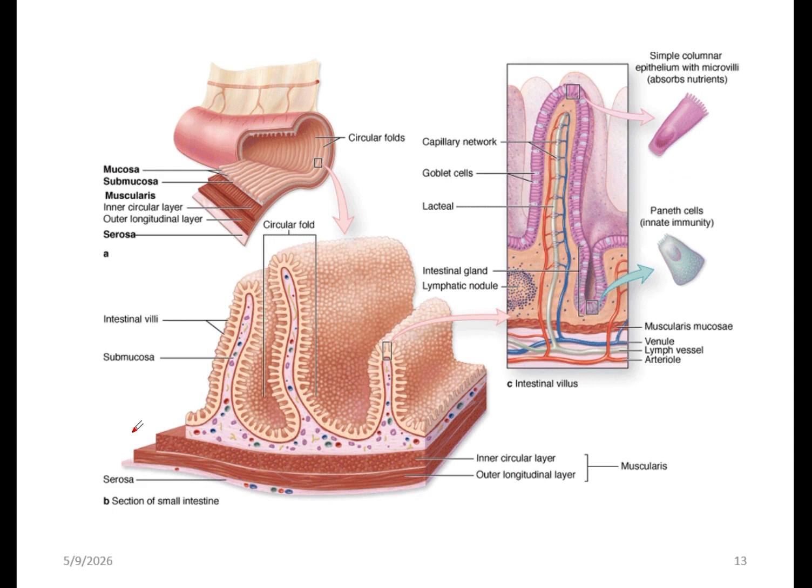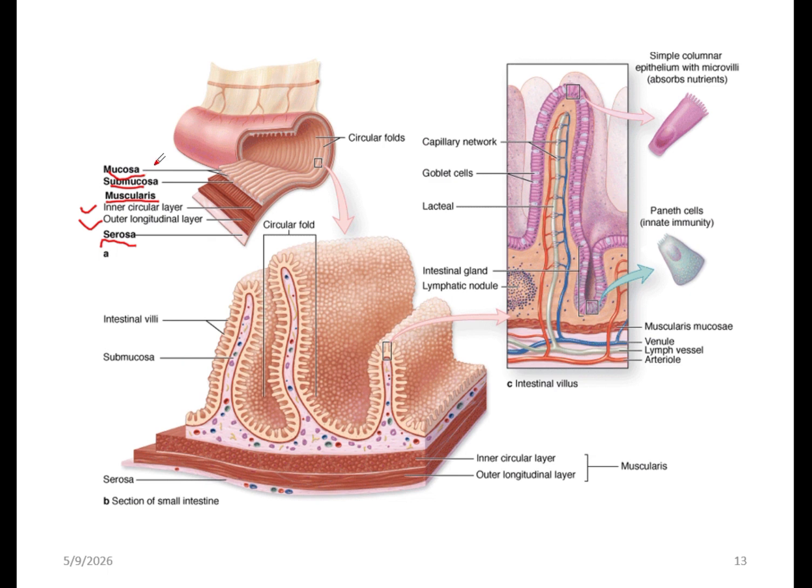Next we can see here that this is the cut section, right? The outer layer is known as serosa, we know about that. And the next is the muscularis layer. In the muscularis layer, there is an inner circular layer and an outer longitudinal layer. And the next is the submucosal layer, and the inner layer is known as the mucosal layer. So these are the four layers.